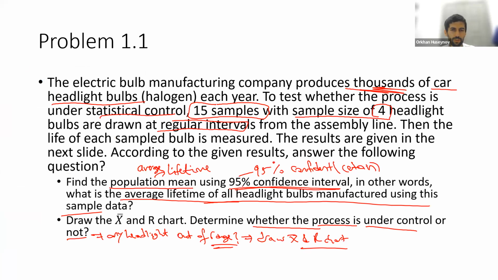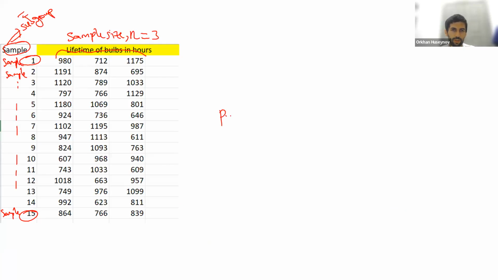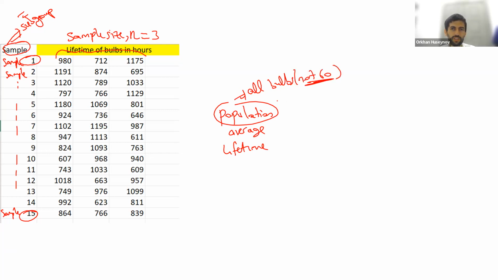So let's first try with the first one. We are trying to find the population average lifetime. The population, as I said, is all bulbs. So this is not just 60. As the question says, these are thousands. So we are trying to understand the average lifetime of the whole set of light bulbs. Okay, this is the first part of the question.